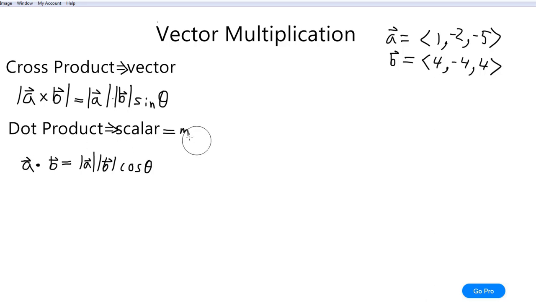Anyways, let me erase this real quick. The dot product is going to result in a number in the end. That's why I didn't put bars around this. When I put bars around my vectors, that's just saying that's the magnitude of that vector. The main difference between the cross product and the dot product is that the cross product basically measures how much the vectors are not aligned.